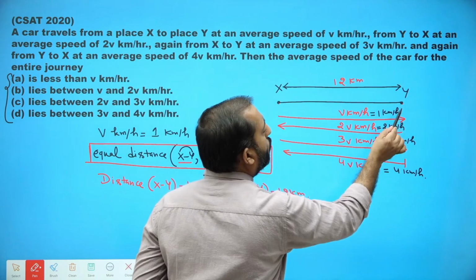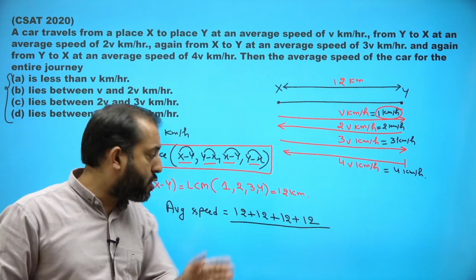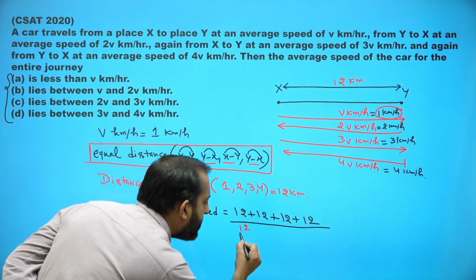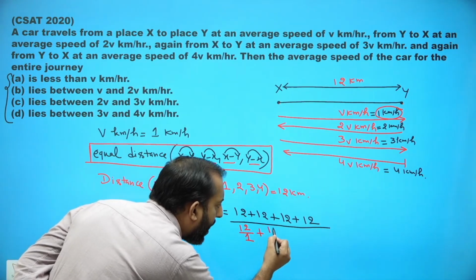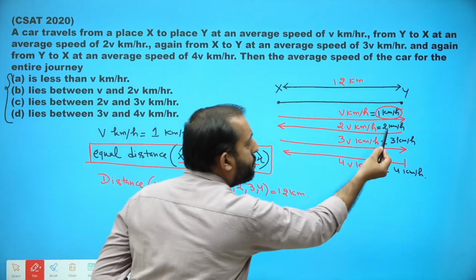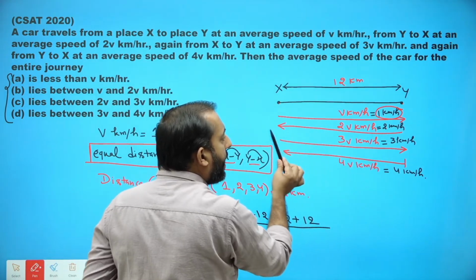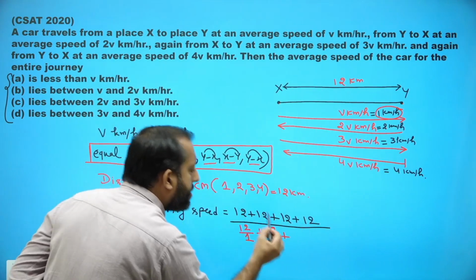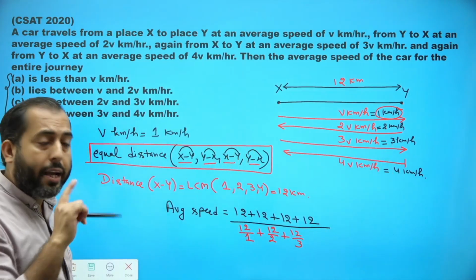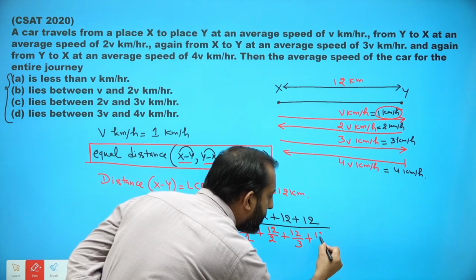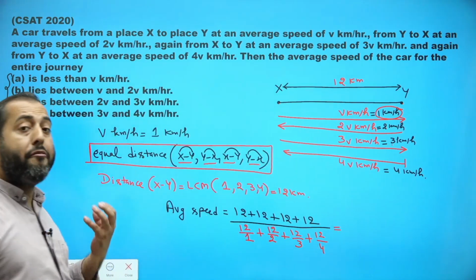X to y with a speed of 1 kilometer per hour. X to y distance is 12. Speed is 1, so time taken should be 12 by 1. Y to x distance is 12. Speed is 2, so time taken should be 12 by 2. Right? X to y distance is 12. Speed is 3, so 12 upon 3 should be the time. Y to x distance is 12. Speed is 4. So what is this? This is my average speed.